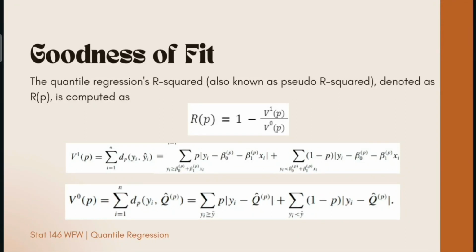The quantile regression R squared, also known as pseudo R squared, denoted as R of p, is computed as this, wherein the numerator is the sum of weighted distances for the full p-th quantile regression model, and the denominator is the sum of weighted distance for the model that includes only a constant term.